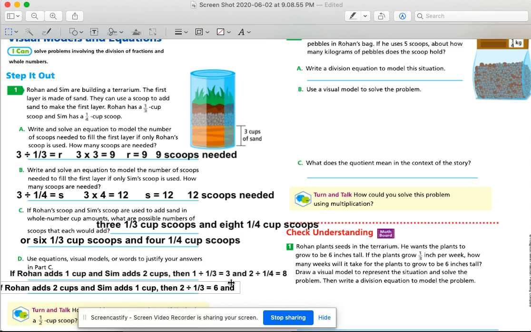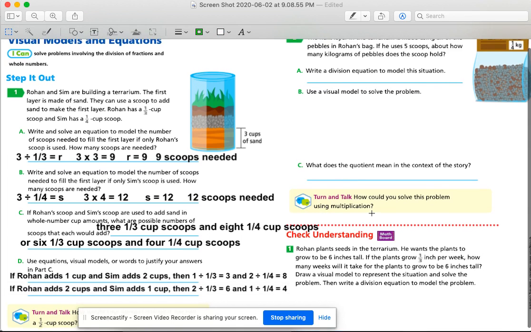And then for Sim, if he only gave 1 cup, it would be 1 divided by the 1/4 scoops that he gives. It's the same thing if I keep, change, flip. 1 times 4 equals 4. 4 1/4 scoops from Sim. Okay?